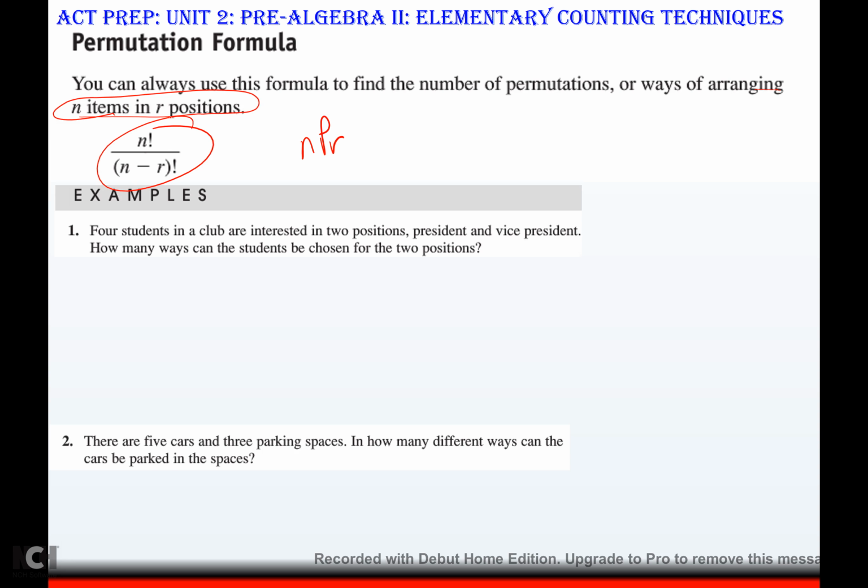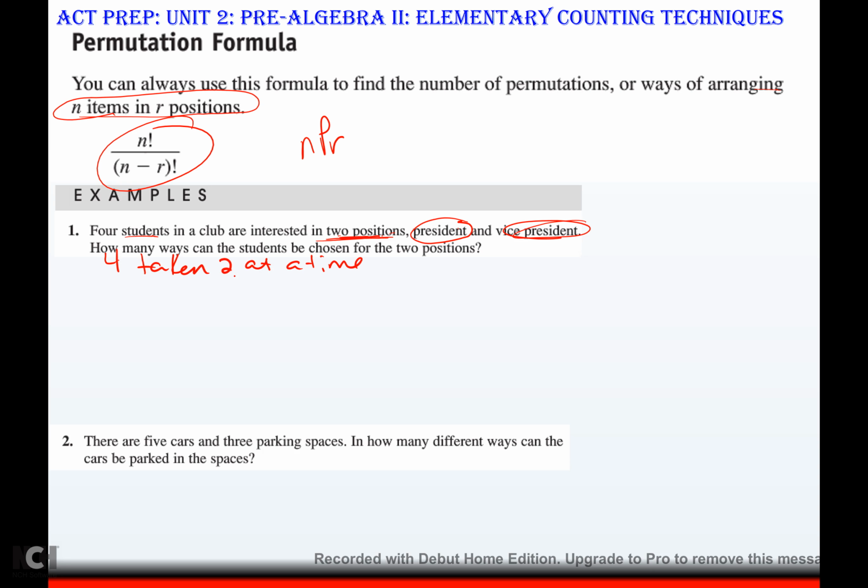Okay, so for 1, it says 4 students in a club are interested in 2 positions. So you have 4 students, and you have to put them in 2 different, but specific, positions. In other words, if you make one kid the president, he can't be vice president. So again, order matters. So when I do this one, I have 4, and I'm taking them 2 at a time.